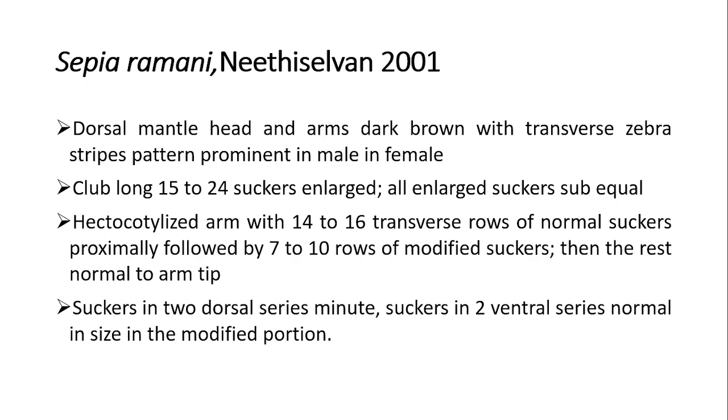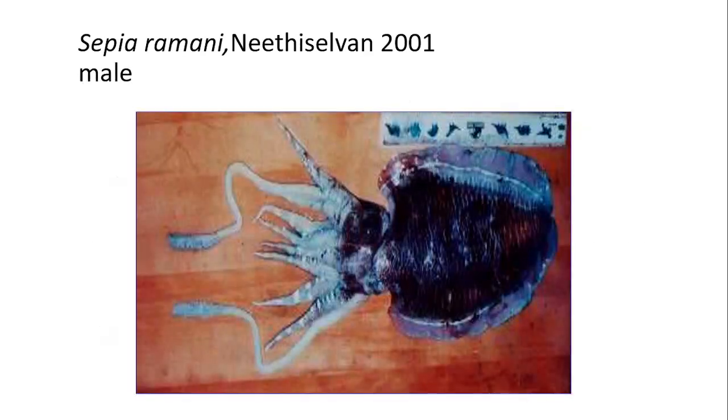Next, we move to the species called Sepia ramani. This was discovered by Dr. Neil Selvan in 2001. The dorsal mantle, head, and arms are dark brown. The transverse zebra stripe patterns are prominent in both male and female. The club is long with 15 to 24 suckers, and the enlarged suckers are sub-equal in length.